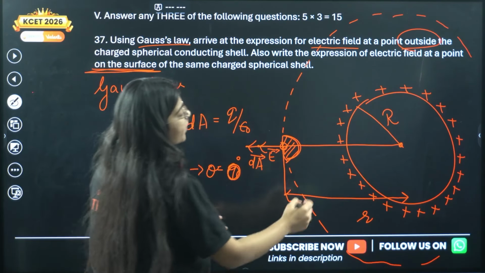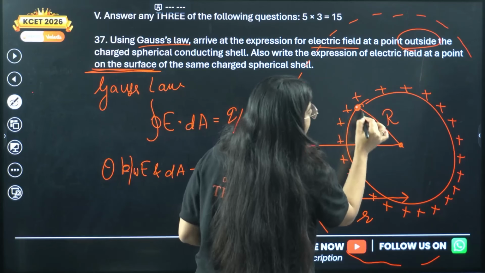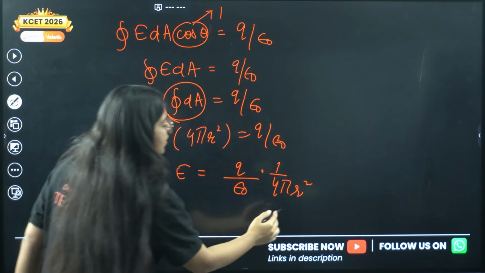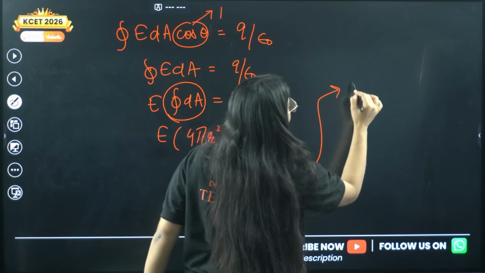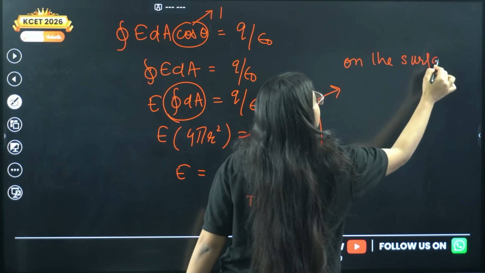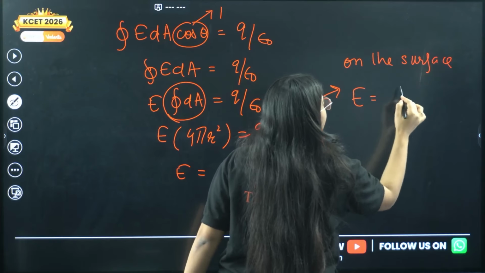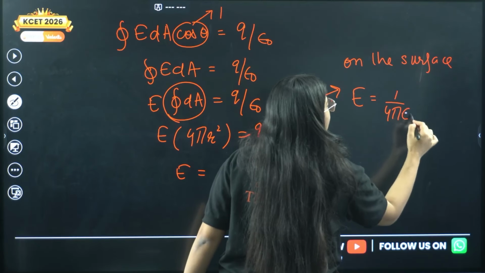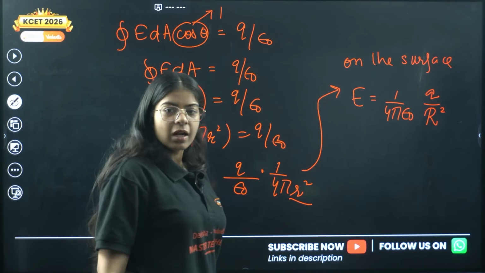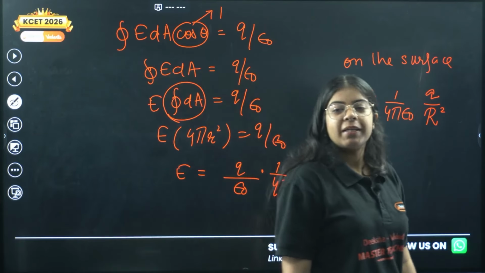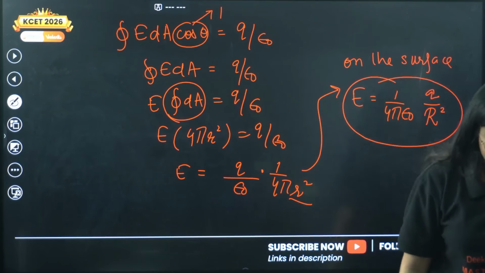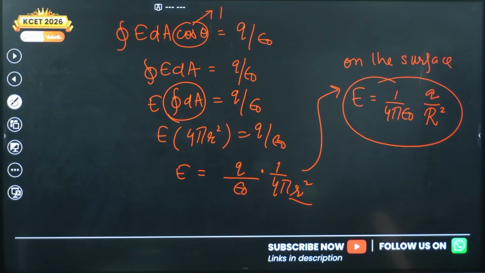So on the surface, if my point is here, its distance will become capital R. So what I'll do, instead of this small r, I'll just write on the surface. On the surface, the electric field will be what? 1 by 4 pi epsilon naught q by capital R square. Correct? Q by capital R square, and this is my final expression. Correct? Can we move on to the next one?